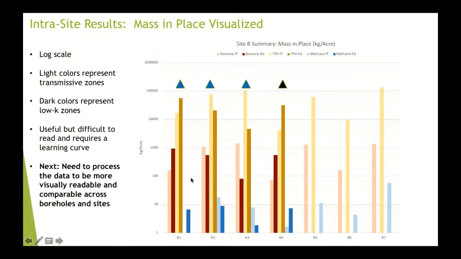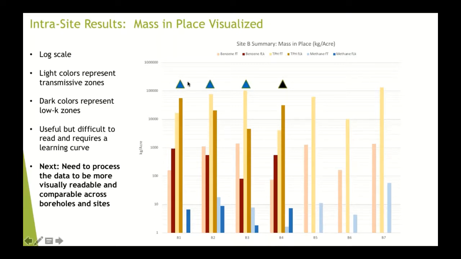Here's a graphic for the total mass in place for all boreholes sampled from site B. It is on a log scale. Starting on the left, the light red is benzene in transmissive zones, then benzene in low-K, TPH in transmissive, TPH in low-K, methane in transmissive, and then methane in low-K zones. This is hard to read because of the 6 variables and the range of mass in place. The log scale is completely necessary, but it really takes time to understand how significant these masses are comparatively.